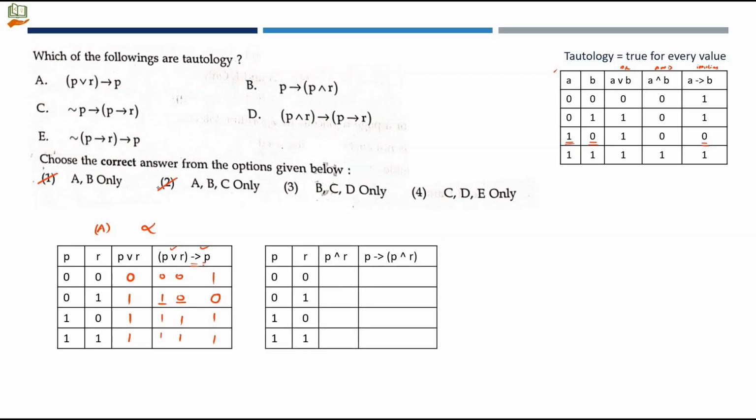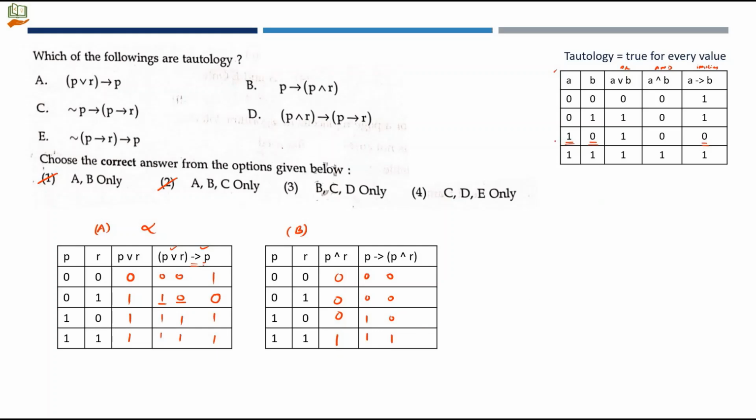Next we will go for expression B. P and R will have 1 only for the 1 and 1 combination. The rest of the places will have zeros. Now we have to find P implies P and R. So let's take P's value here. In order to not confuse you, I am rewriting the values of the P column and the P and R column and then computing the results. So P and R will have 0, 0, 0, 1.